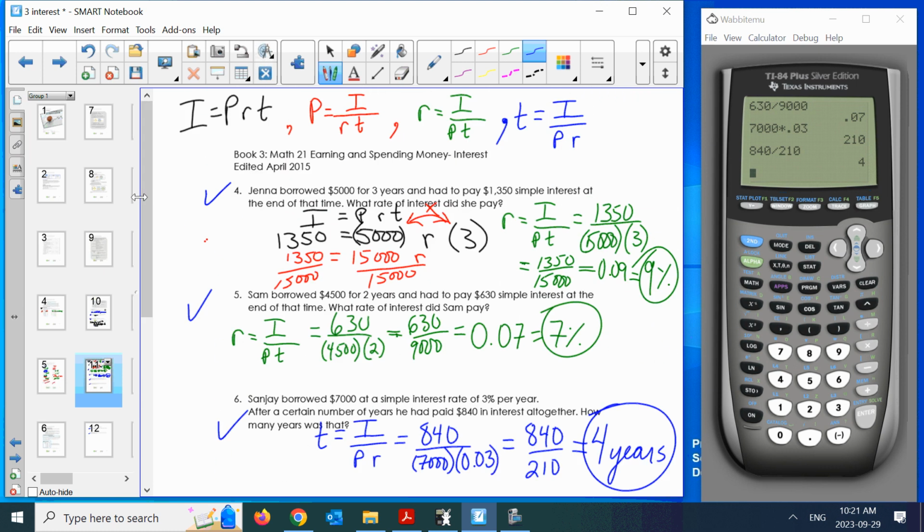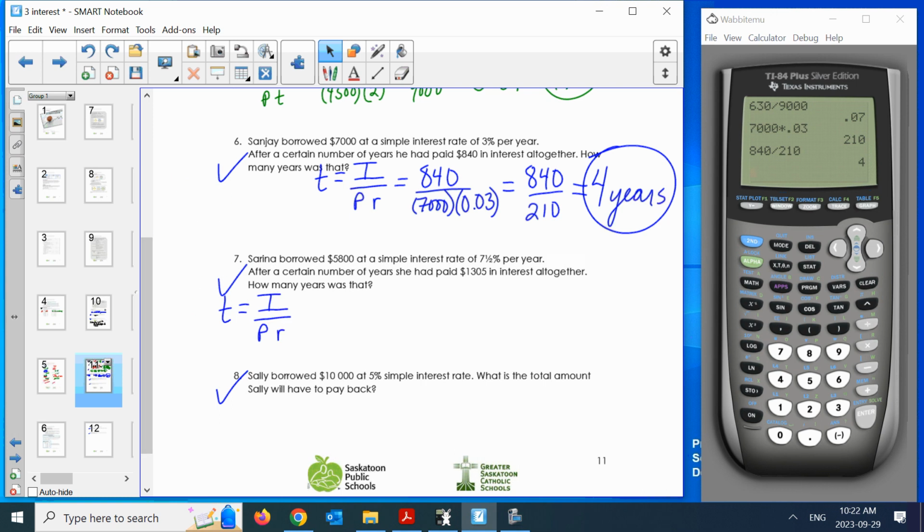Number 7 is also a time question. How many years was that? I'm going to leave this. You guys can figure this out. Make sure you use that part of the formula.